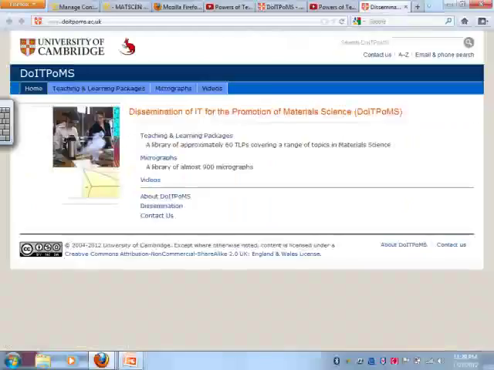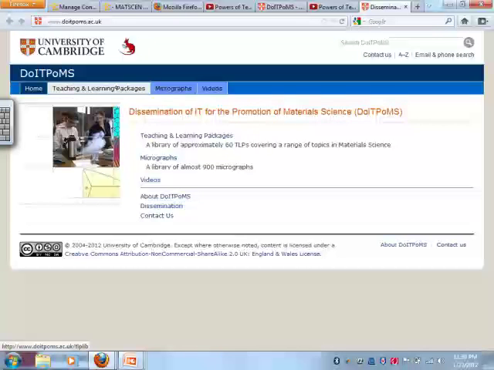And dissemination of IT for the promotion of material science. That's what this means. I no longer can write on this thing, but there's actually a lot of great stuff on this site. Now, as much as anything, I wanted to take a couple minutes and just show the site off.